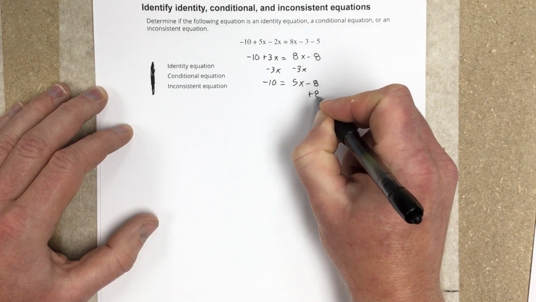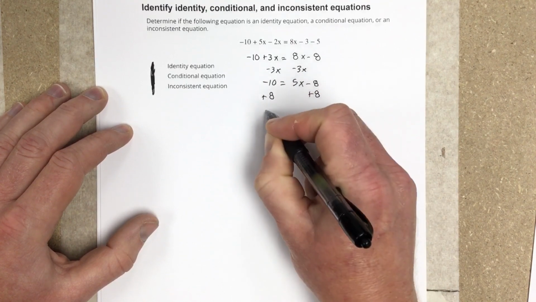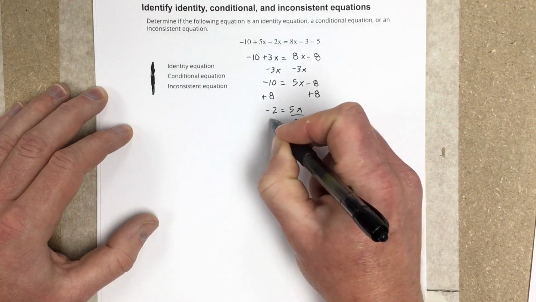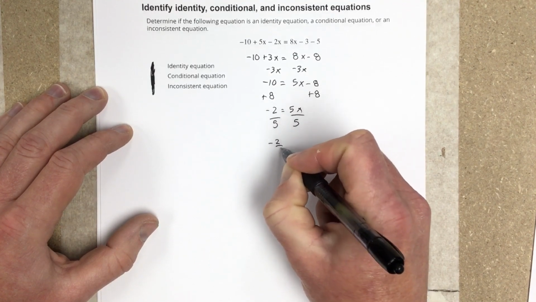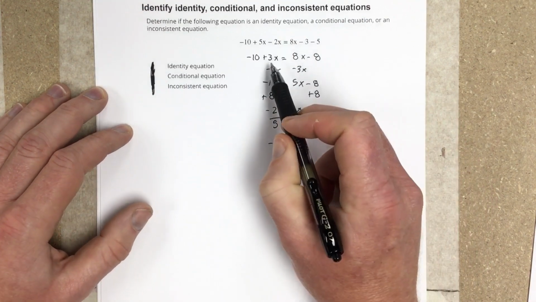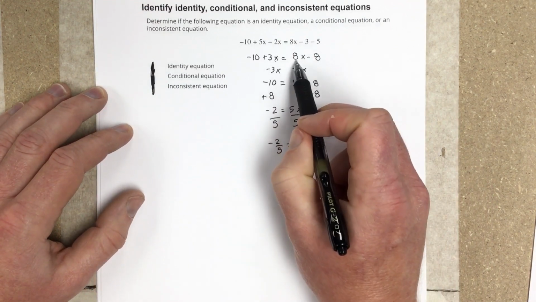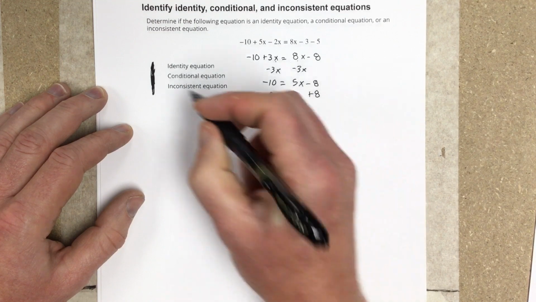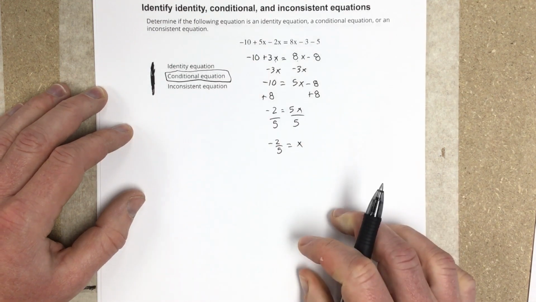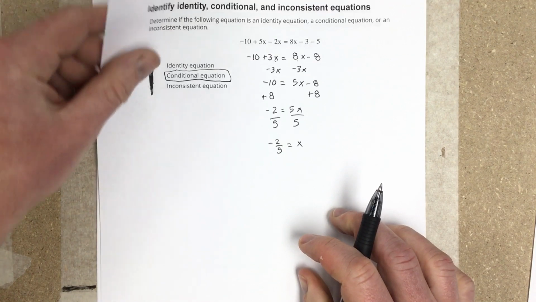Let's add 8 to each side. So we get negative 2 equals 5x. And then we'll divide by 5. And we get negative 2/5 is equal to x. So you can see we ended up with a solution. And we knew we were going to get a solution because the variables were not equal to each other, the coefficients. So this is a conditional equation. Let's look at another example.